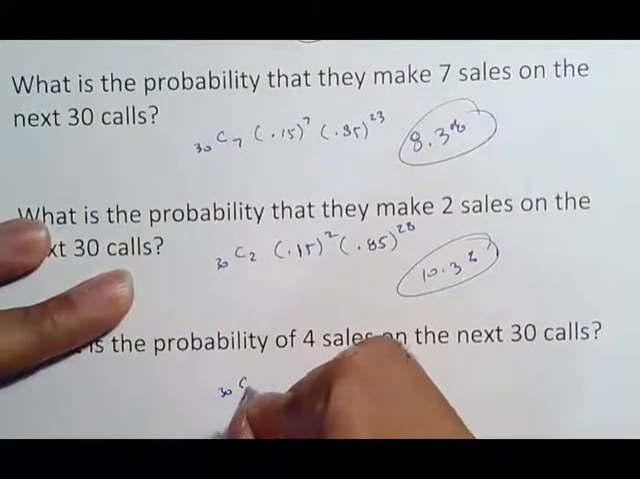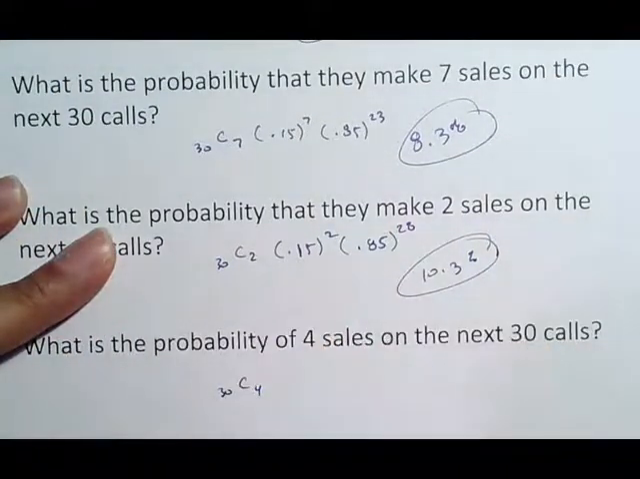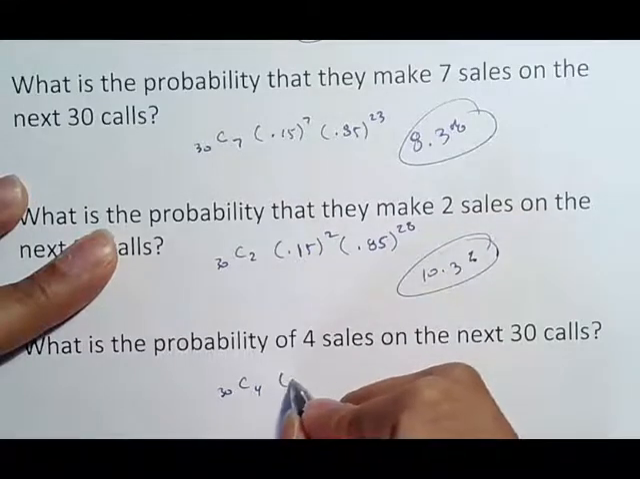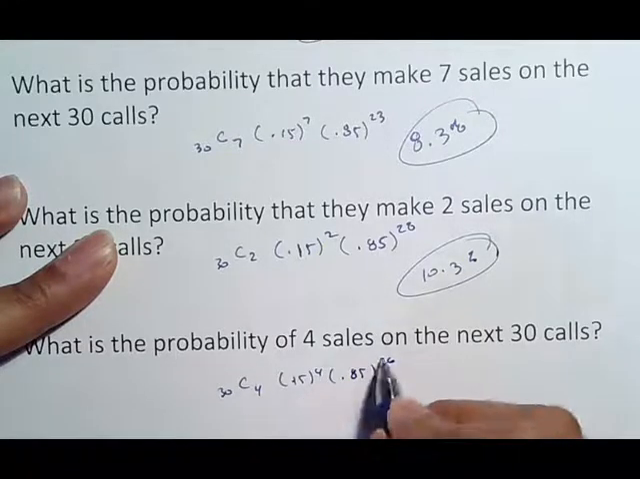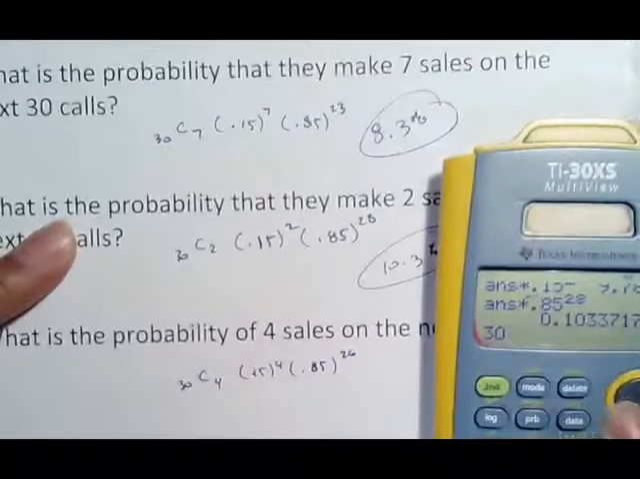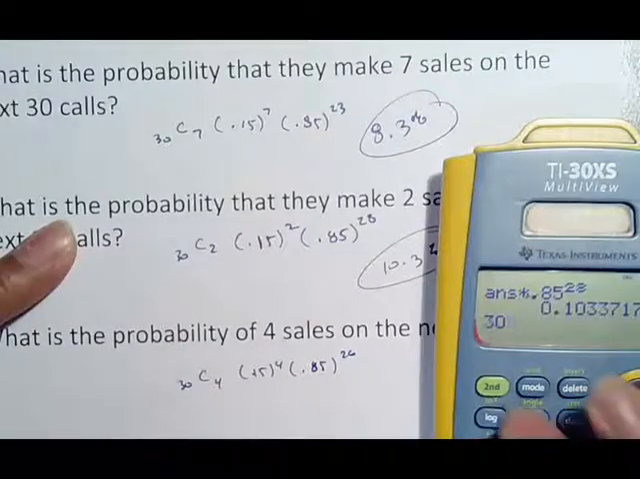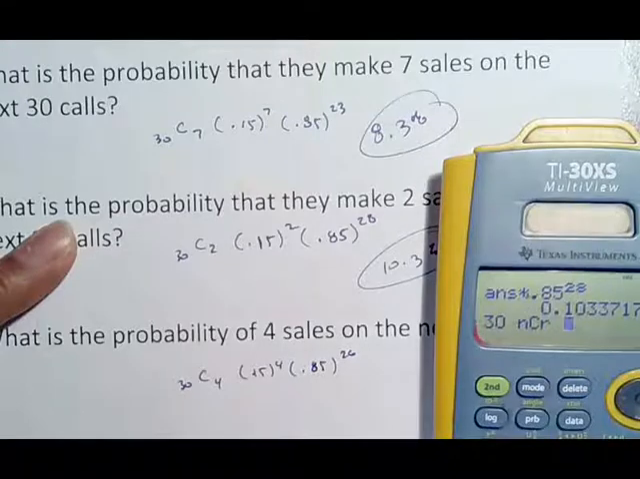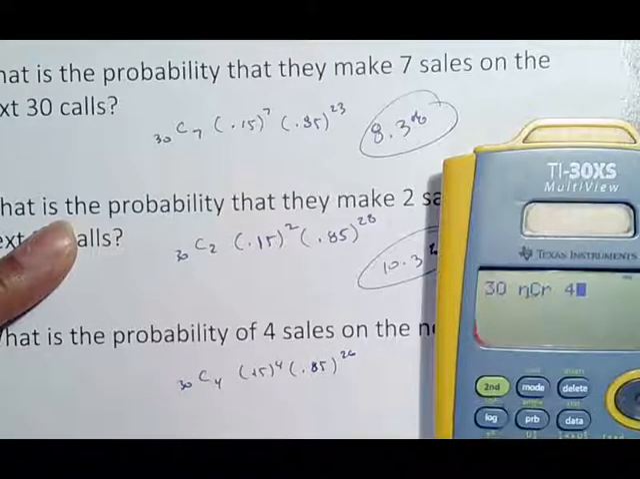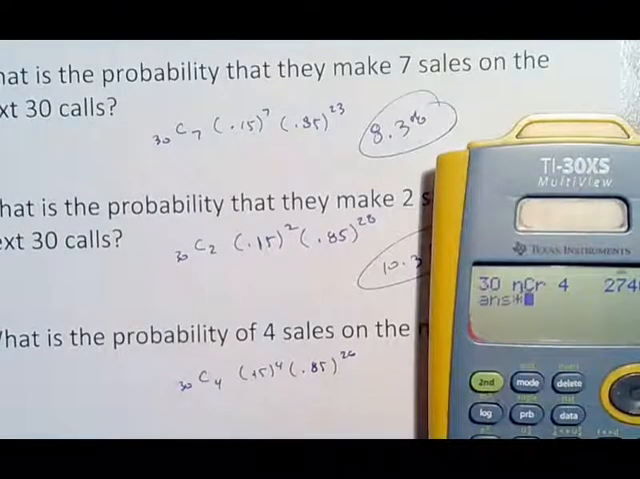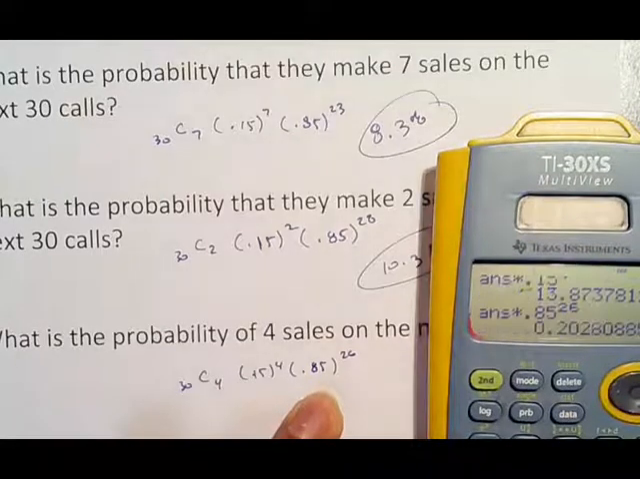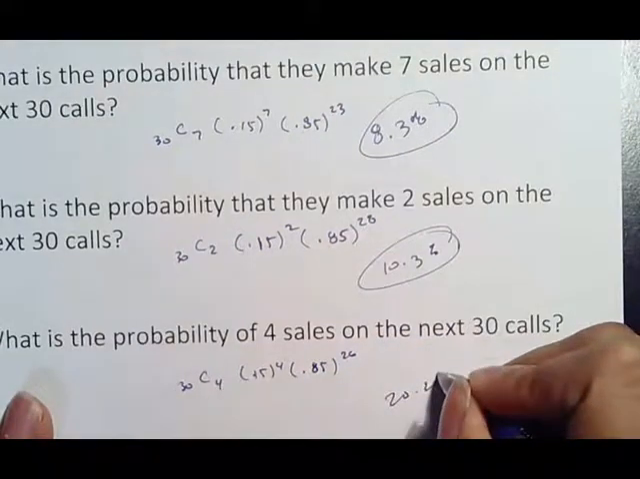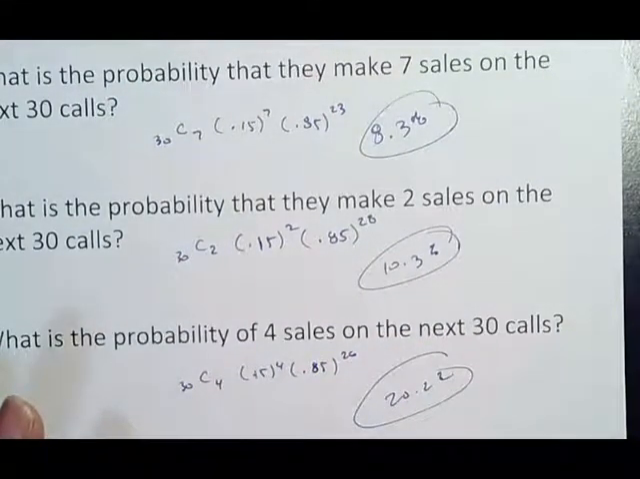So we would do 30 C4. I promise this is the last one we're going to do, but you notice that we're still using the formula no matter what. 0.15 to the 4th, 0.85 to the 26th. Again, these two need to add up to 30. So I do 30, nope, not that button, 30 C4, I'm silly sometimes, 4 times 0.15 to the 4th times 0.85 to the 26th. And I want you to notice that that is a really high percentage chance.